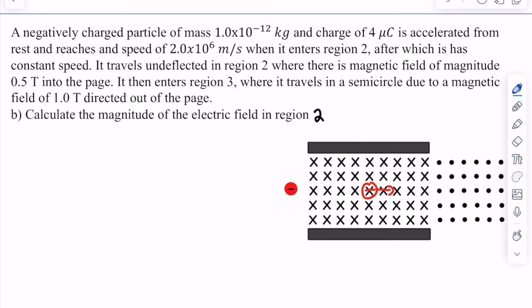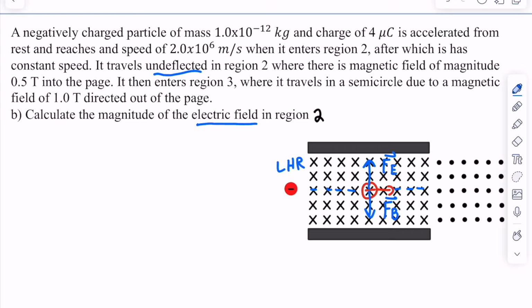The next part pertains to region 2, and it asked about the electric field. So the particle travels undeflected, which means it has a straight path through region 2. And the electric force is going to have to be in the opposite direction of the magnetic force. So first I'll find the direction of the magnetic force. It's a negative charge, so I'm going to use the left-hand rule. I'll take my left hand, point my fingers into the page, and my thumb to the right. In that case, my palm would face down. So there's a downward magnetic force, which means there has to be an upward electric force.